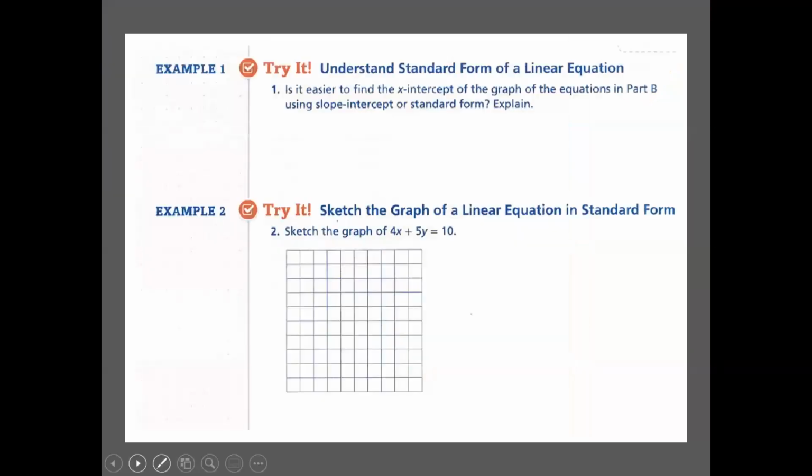All right, let's take a look at example 1. It says, is it easier to find the x-intercept of a graph of an equation using slope-intercept form or standard form? So let's talk about the difference. Slope-intercept form is y = mx + b. This is a perfect form for you to graph a line, for example. Standard form is going to be ax + by + c = 0. That is going to be standard form.